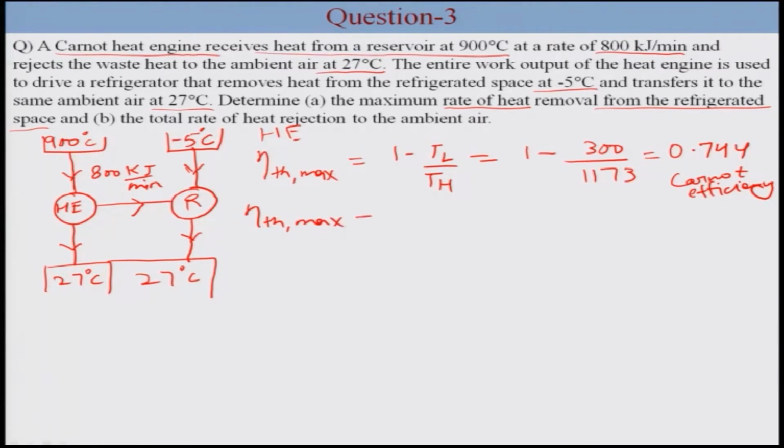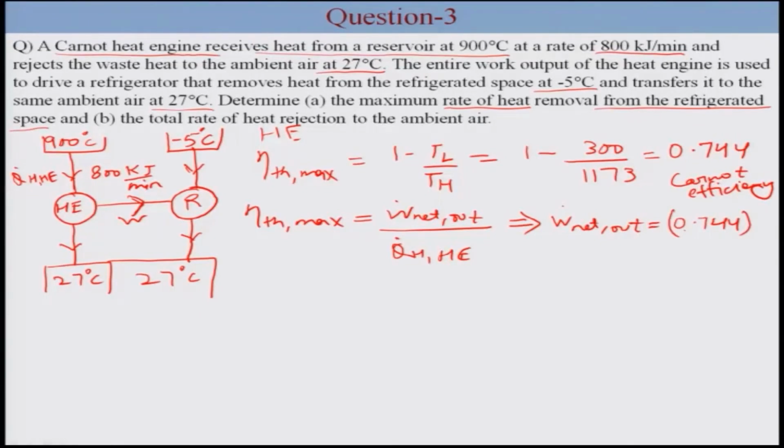Writing this in terms of work and heat, the net work output divided by Q_H, this is Q dot H for the heat engine. From this we get the work output from the heat engine, which is equal to the efficiency 0.744 multiplied by Q_H dot for the heat engine, that is 800. So this is equal to 595.2 kilojoule per minute. Now this work is given as input to the refrigerator.